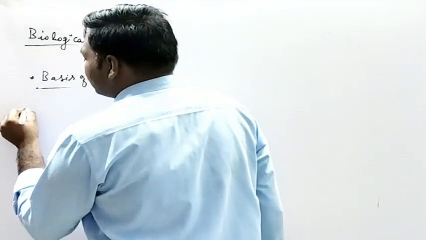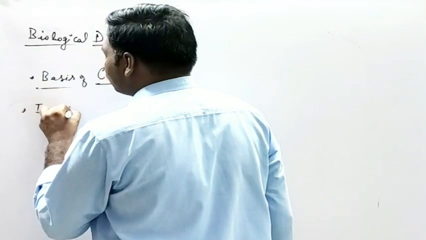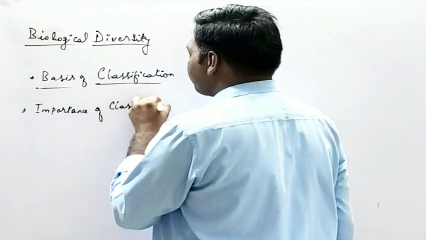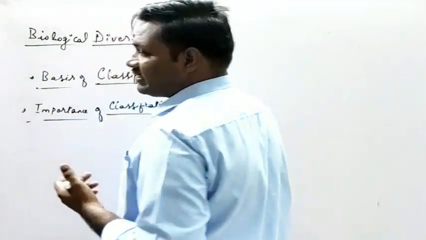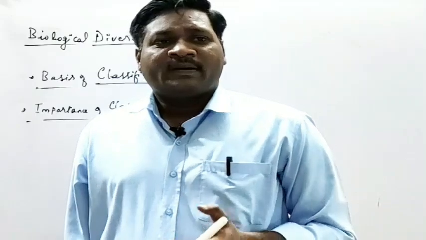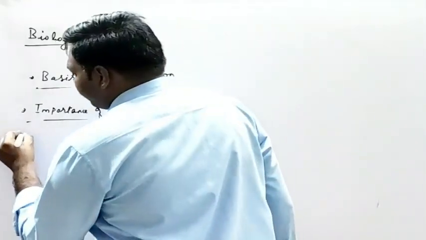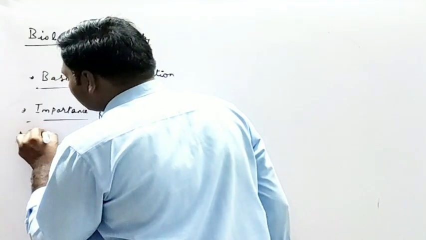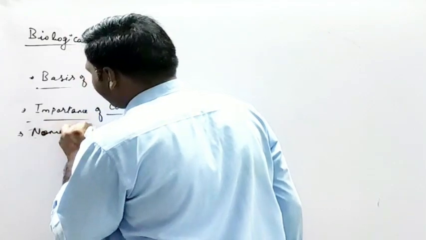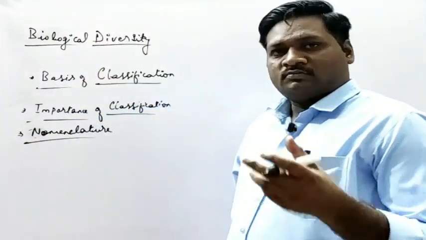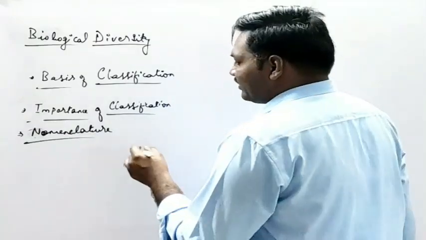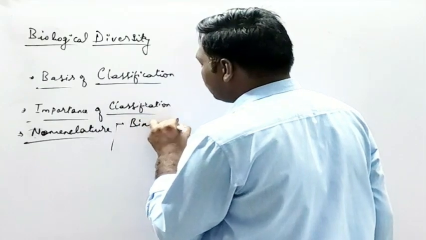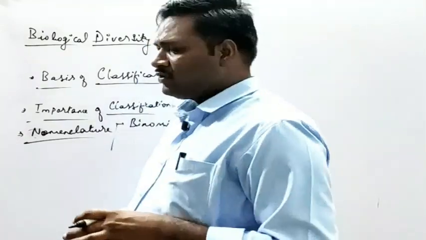Next we are going to discuss the importance of classification. Why is it important to classify living organisms into particular groups, that we will discuss here. Then we will discuss nomenclature. What is nomenclature? That is the naming system, in which we provide names to living organisms, and this includes the binomial nomenclature system. The hierarchical levels of classification will also be studied after that.